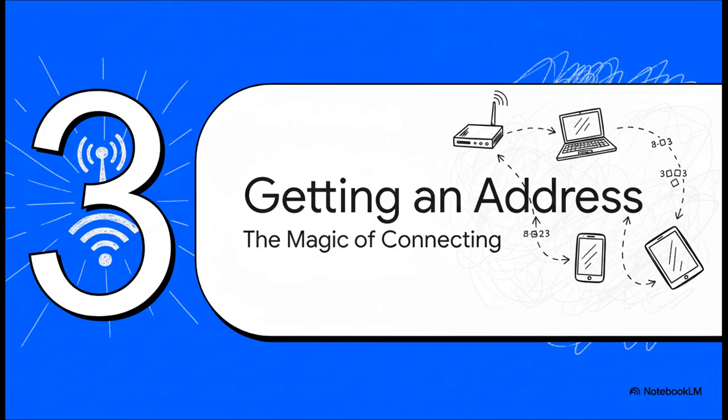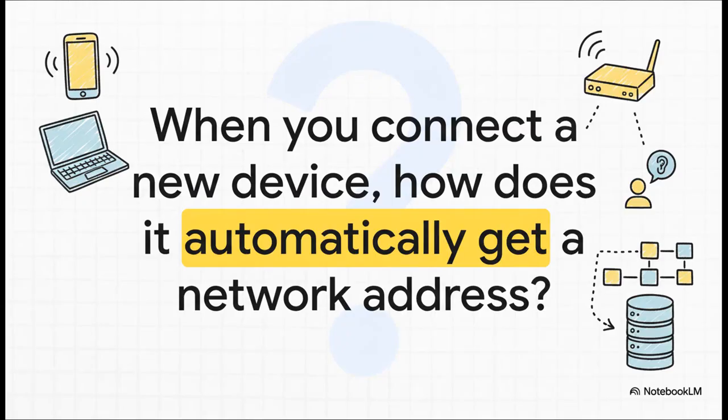Okay, so we've mentioned that routers use IP addresses to send data across the internet. But hang on a second, where do our devices even get these IP addresses in the first place? How does that magic just happen? Think about it, right? When you get a new phone or a friend comes over and asks for the Wi-Fi password, you don't have to go into some complex settings and manually assign them a network address.